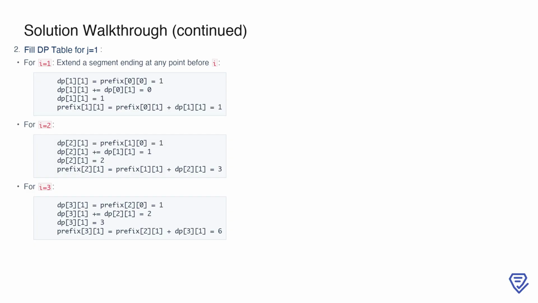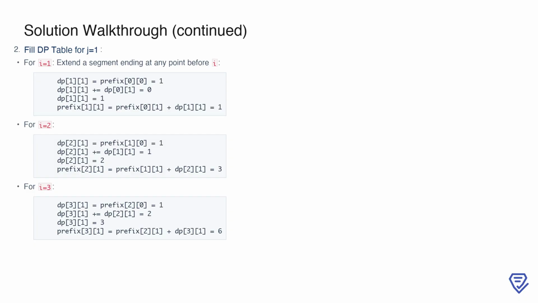Now, we populate the dp table for the case where j equals 1, meaning we are forming exactly one line segment. The idea is to extend a segment ending at each point i using points before it. For i equals 1, the only segment we can form is from point 0 to 1. Here, dp[1][1] is updated using the prefix sum of dp[0][0], and remains 1.